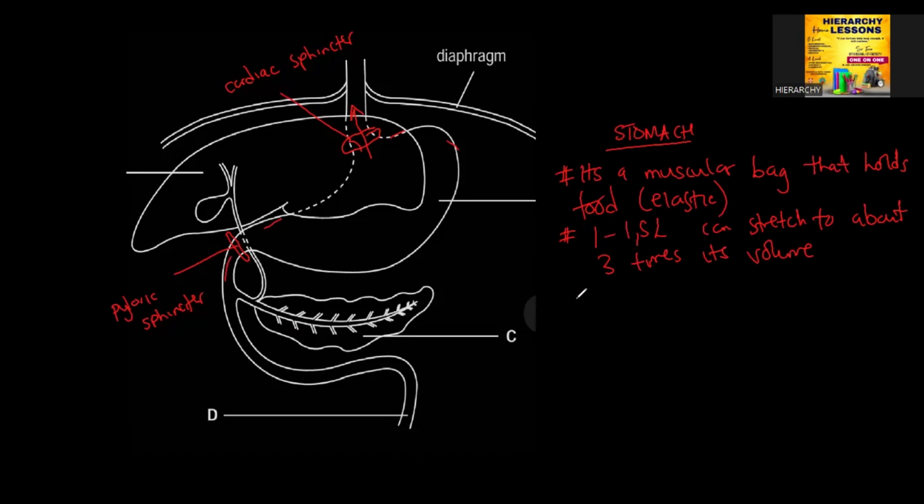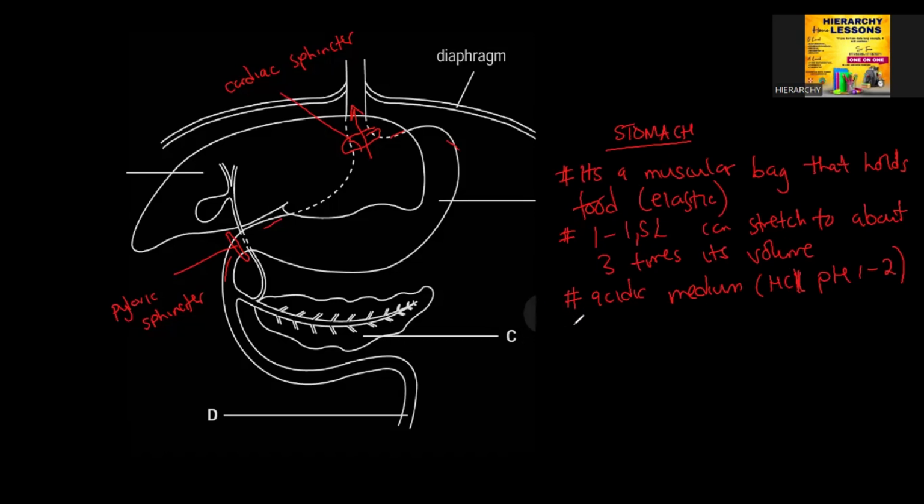So what you need to know about the stomach is that it contains acid. It's an acidic medium containing HCl, with a pH of between 1 and 2.